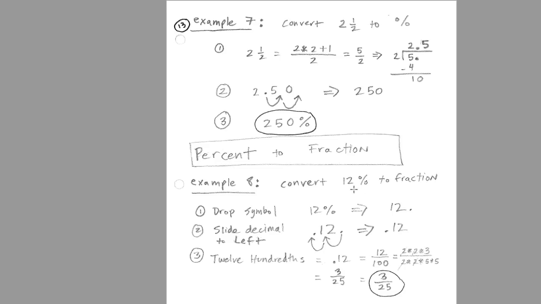There's a 12%, and we need to get it to a fraction. Well, 12%, we have to drop the symbol, then slide the decimal, whoop, whoop, 2 to the left. We are left with 0.12. And as we saw a couple of videos ago, we can list 12 over 100 and then reduce. There's 2 2s in the numerator, 2 2s in the denominator. So it looks like 3 divided by 5 times 5, 3/25.